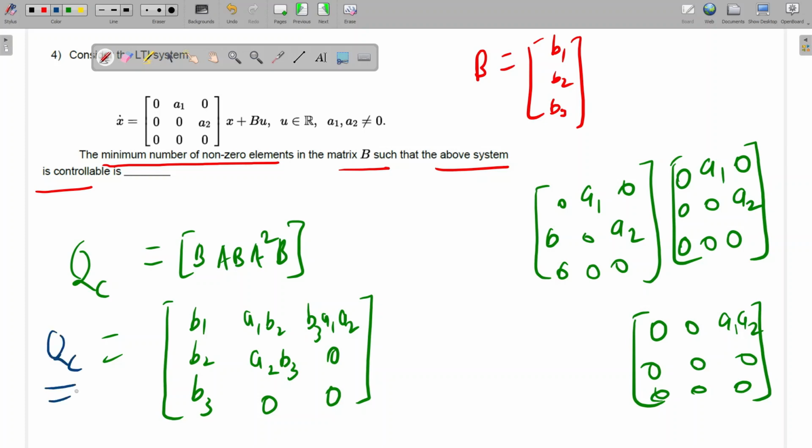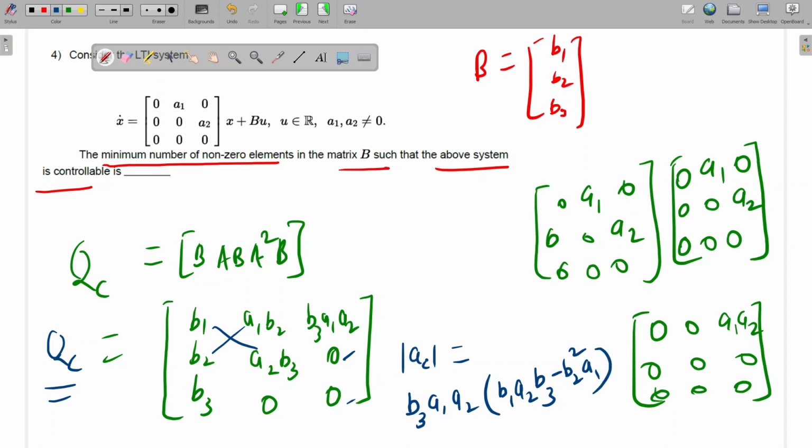controllability matrix. So if we take the determinant of this one, so these two I am taking, so third we can take. So determinant of QC is equal to B3 A1 A2, and then this into this minus this into this. So B1 A2 B3, B1 A2 B3, minus B2 square A1, minus it will be B2 square A1. Is it correct up to now?